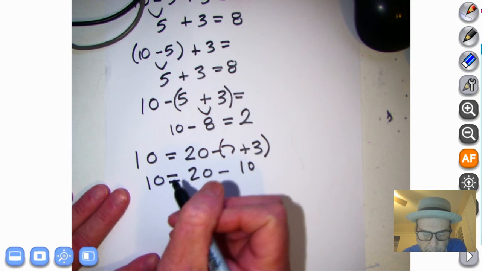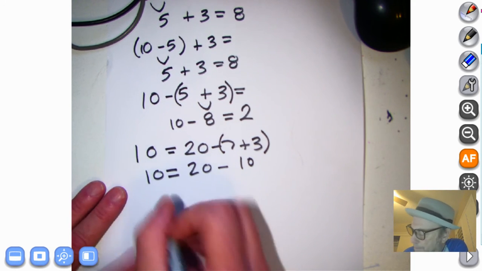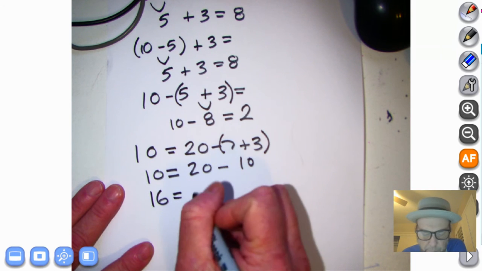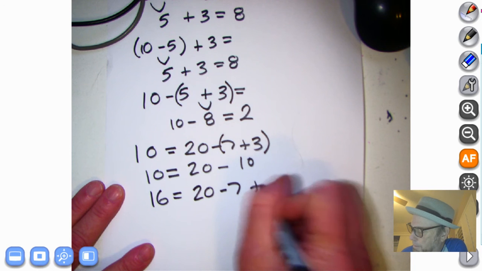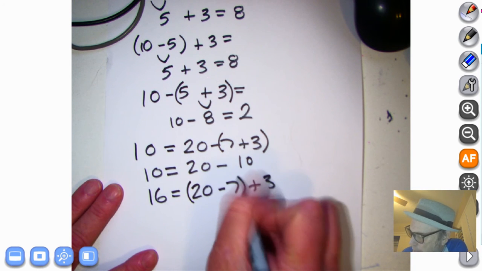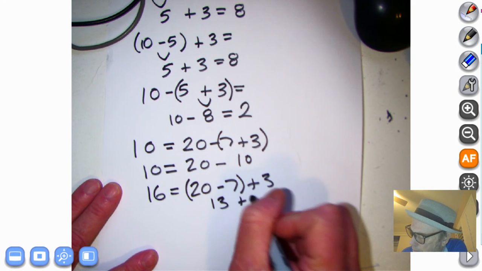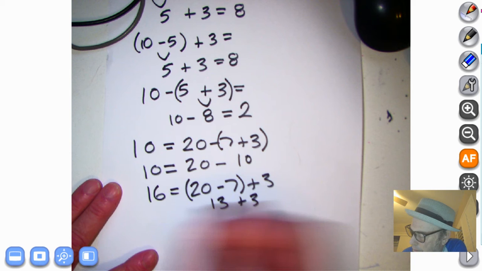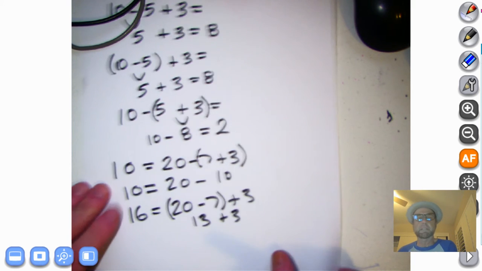Isn't that remarkable? Now let's look at it from another way around. 16 equals 20 minus 7 plus 3. What if we were to put the parentheses around the 20 and the 7? Okay, so 20 minus 7 is 13, plus 3 is 16. It does indeed equal 16. That is math magic, ladies and gentlemen. You move that parentheses around, you get different answers.